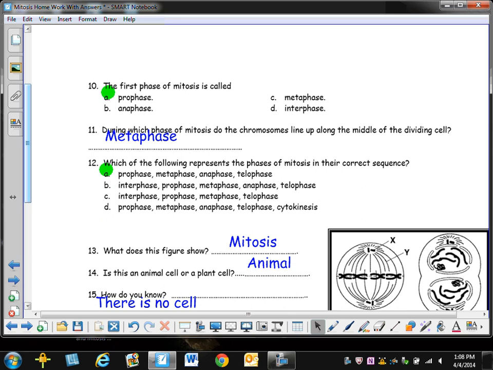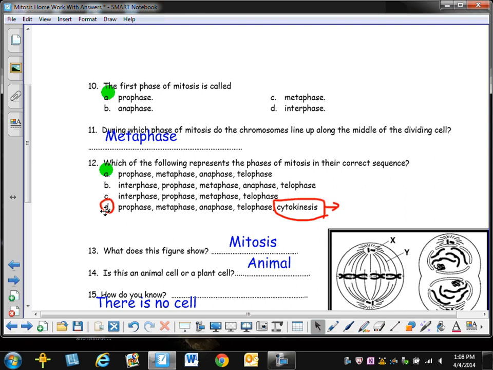Okay. During which phase of mitosis do chromosomes line up along the middle of the dividing cell? Metaphase. M stands for middle. Number 12. Which of the following represents the phases of mitosis in their correct sequence? Well, A is right. Prophase, metaphase, anaphase, and telophase. So D, though. But I would also accept D. There are some biologists that consider cytokinesis its own part. But I would accept either one of these.